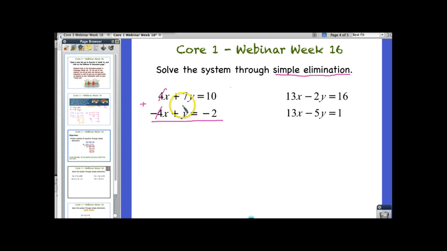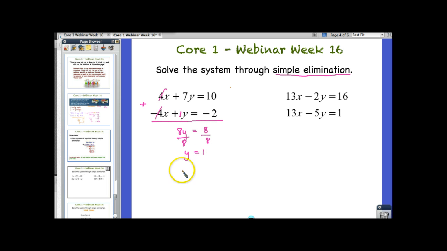So let's go ahead and add the rest. If you add the first ones together, you have to add all the rest together. You can't change it. So we have 7y plus 1y. If there's nothing in front, it's like there's a 1 there. So 7 plus 1 gives us the 8y. And then 10 plus a negative 2 means you are subtracting 2 from 10, and you end up with 8. So if I divide both sides by 8, then I get y equals 1. And that's our y.